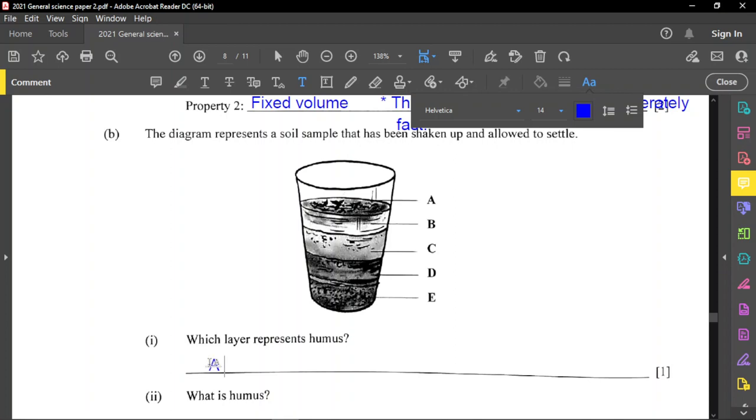As they go down, the particles get larger and larger. So the bottom will be like your sand and your gravel and your stone. And then D will be your clay, and then C will be like your other type of soil. So think about the particle size: larger particles will be at the bottom, which will be your rocks and so on. You need to know the soil profile, so you need to practice it.